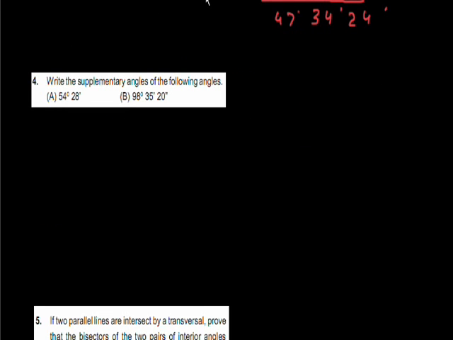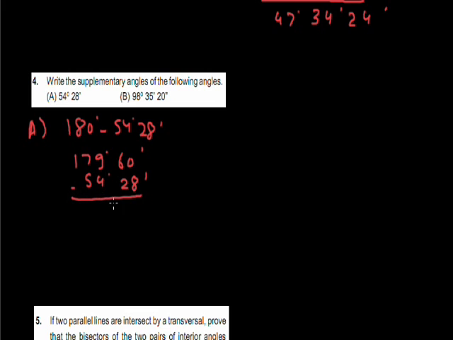Similarly, we have to do it for the supplementary angle. For the supplementary angle, we have to do the same. So we have to subtract it from 180 degree. So 180 degree minus 54 degree 28 minute, and 180 degree can be written as 179 degree 60 minute, which has to be subtracted from 54 degree 28 minute. After subtracting, we get 32 minute and 125 degree.